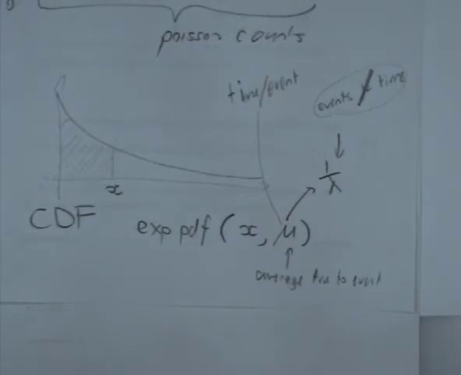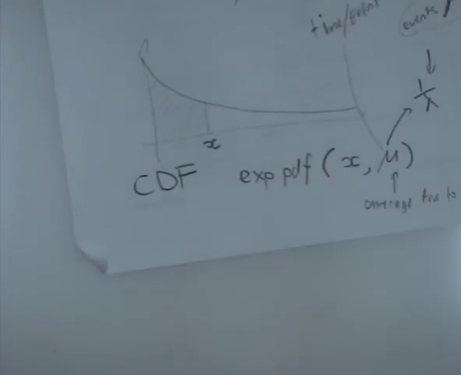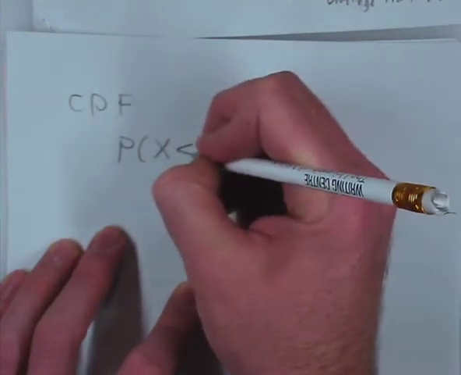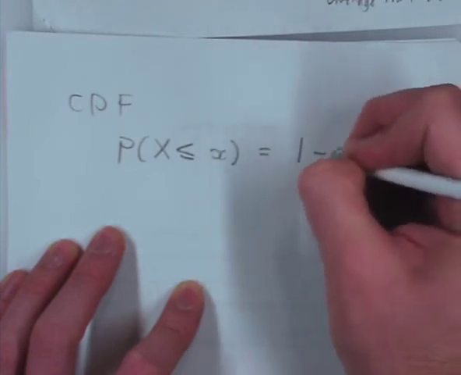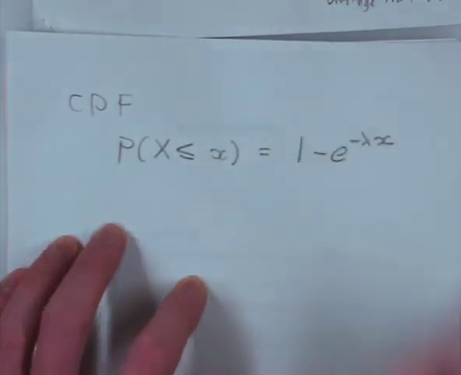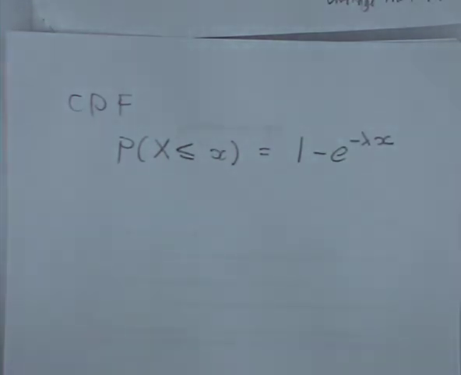Cool, and there's actually a formula for the CDF, which your notes tell you, but your formula sheet does not. And this is the most critical thing that's missing from your formula sheet that I would write down at this time. The CDF, so the probability that x is less than a particular number is 1 minus e to the minus lambda x. So remember that lambda is events per time.